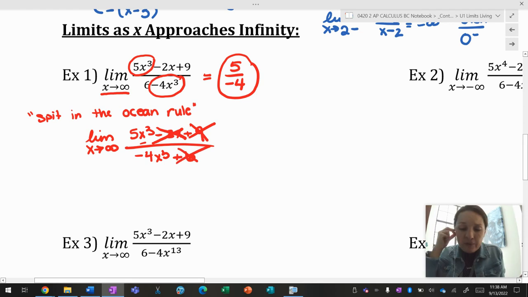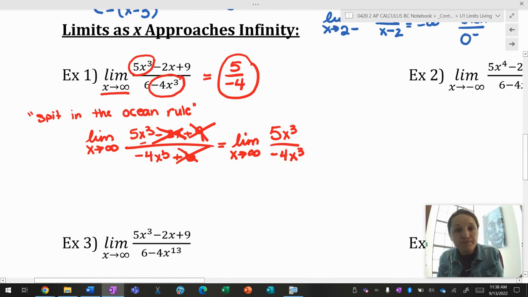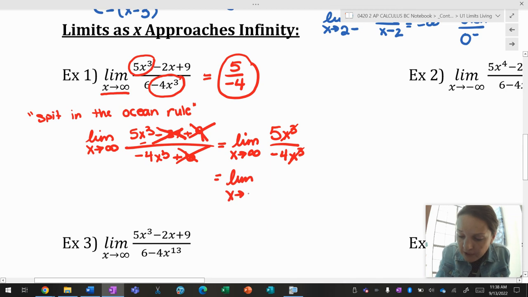That's just silly. And so this original limit is equal to the limit of just the highest power or fastest growing terms. And then I can look at that and say, well, when I'm evaluating these limits, I can cancel out those x cubes. And now this is the limit as x approaches infinity of 5 over negative 4, which is 5 over negative 4.